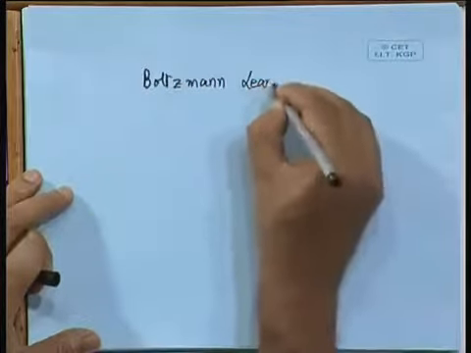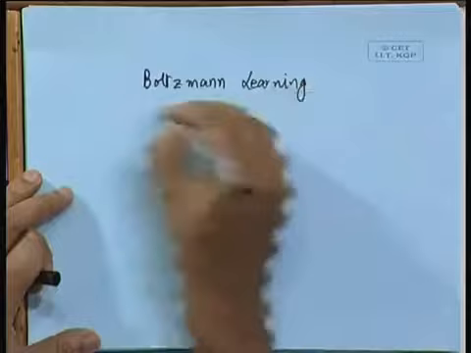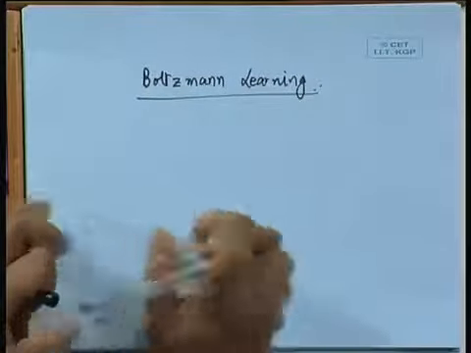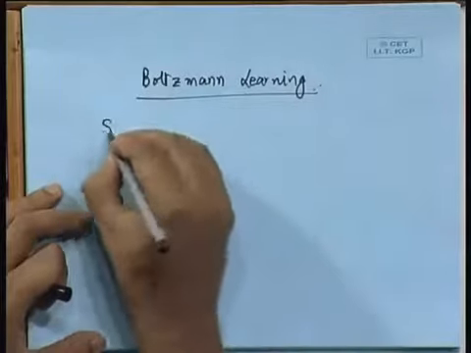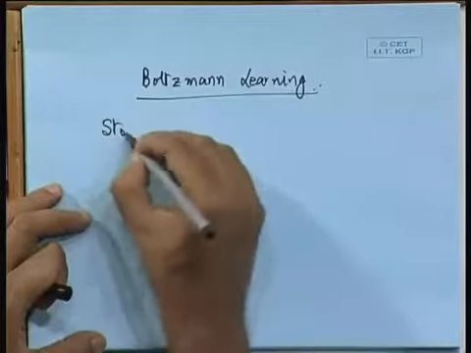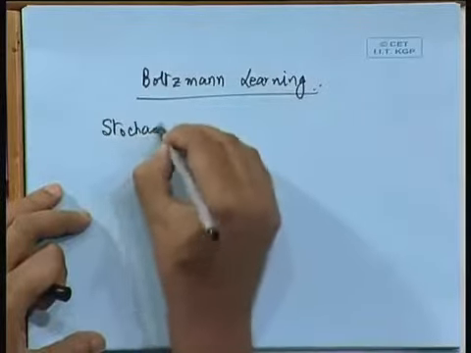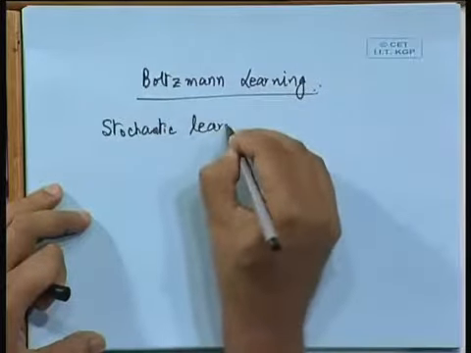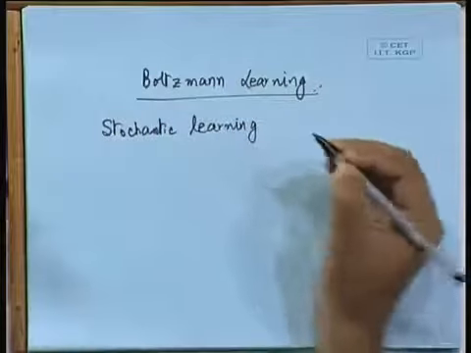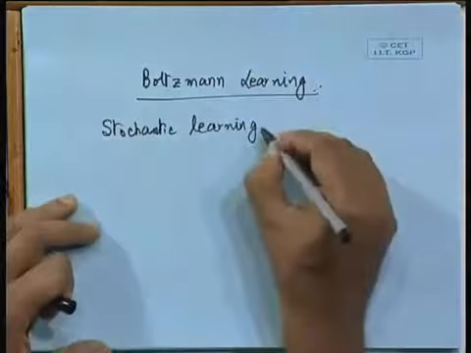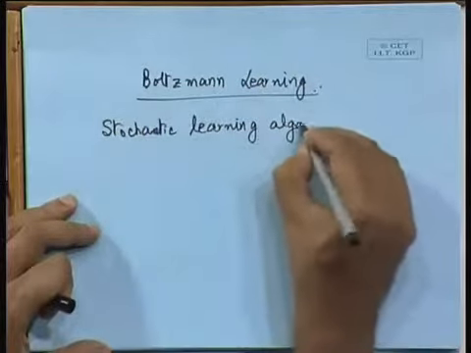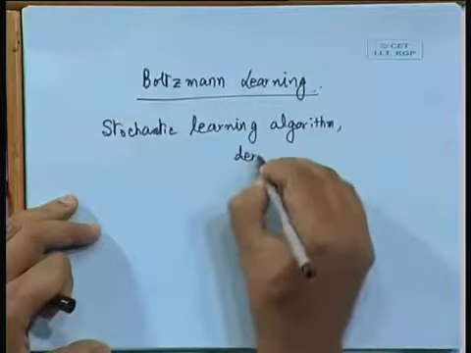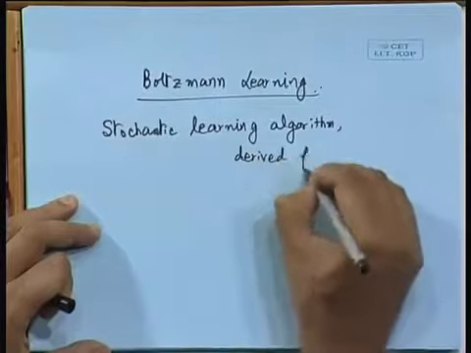Boltzmann learning, okay, and we are going to cover this shortly. Now, Boltzmann learning is actually a stochastic learning algorithm. We have already seen the stochastic learning aspect, the one which is not deterministic, simply that. This is a stochastic learning algorithm, and it is in fact derived from statistical mechanics.